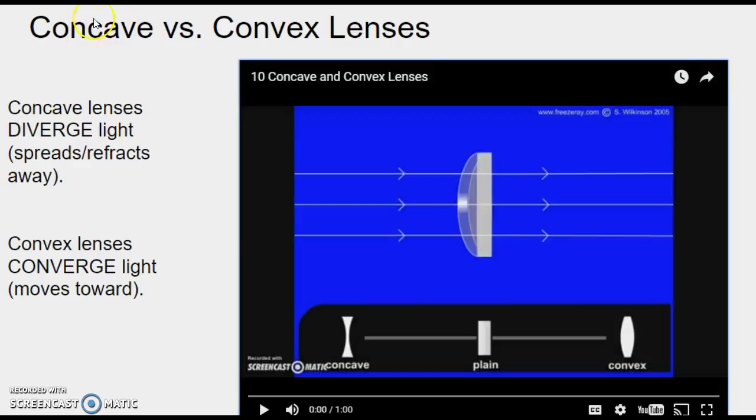The two types of lenses we're going to look at are concave and convex lenses. Concave lenses diverge light, spreads it away, refracts it away. Convex lenses converge light, moves it towards. Let's watch this little video clip.